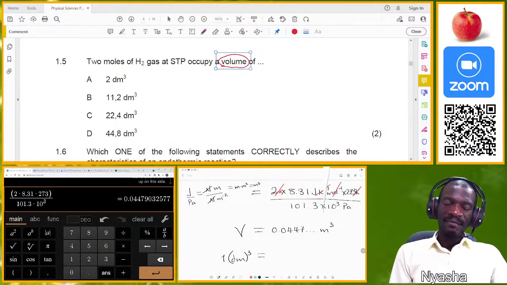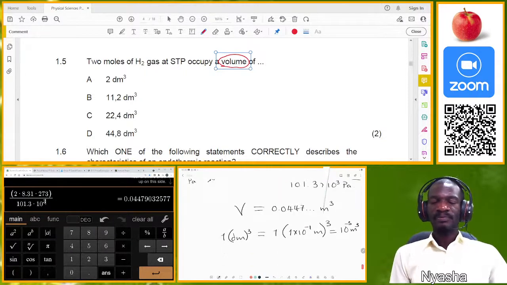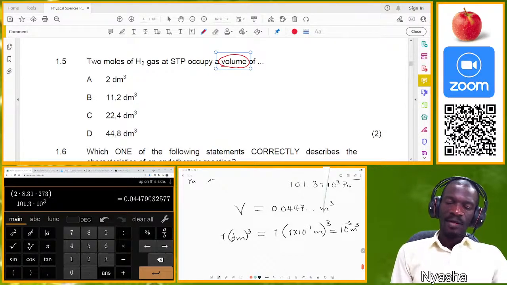A decimeter is 1 times 10 to the minus 1 of a meter. Then you cube that. This would give you 10 to the minus 3 cubic meters. So we now have a relationship between our decimeter cubed and the cubic meter.